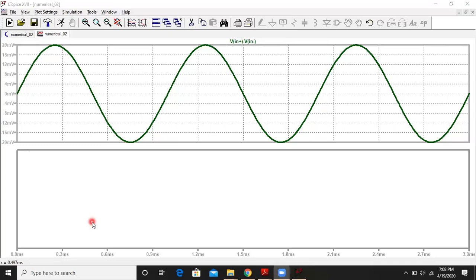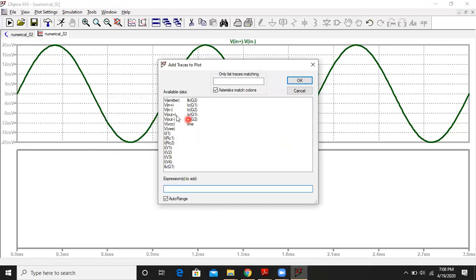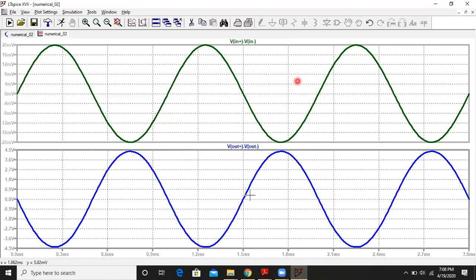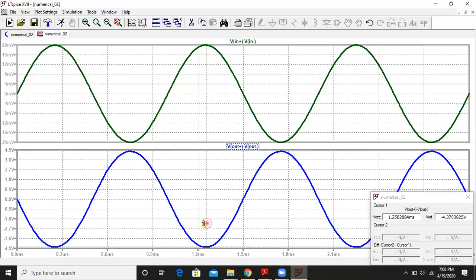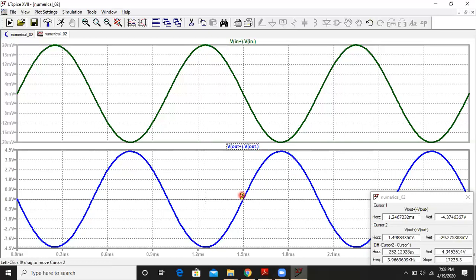Now let us check the output over here. The output will be, let us say, out plus minus out minus as per the circuit convention. Yeah, so they are coming out of phase, indicating that a 180-degree phase shift between input and output, and hence the minus sign in the formula comes. Let us check the peak to peak amplitude of them.